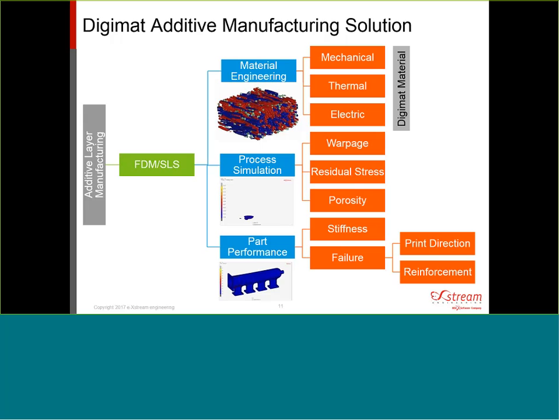Okay, so with Digimat, we want to address this optimized additive manufacturing workflow, and our solution for additive manufacturing is architectured around three key aspects: material engineering, process simulation, and part performance. Obviously, the main focus of today will be on the process simulation, and we will see how, through multi-scale modeling, we can predict warpage of printed parts for FFF and SLS.